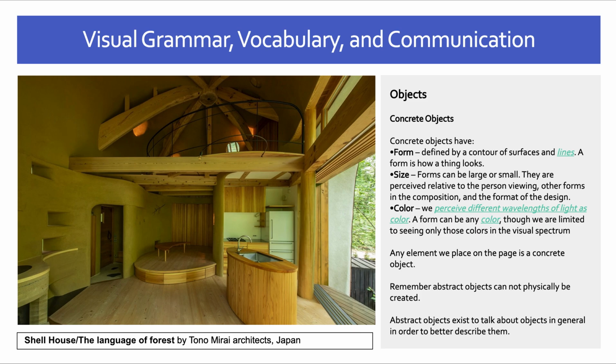And this is the shell house. This is concrete. We can touch this. However, it was based on abstraction and the interpretation of abstract objects that we can't touch. Abstract objects exist to talk about objects in general in order to better describe them.